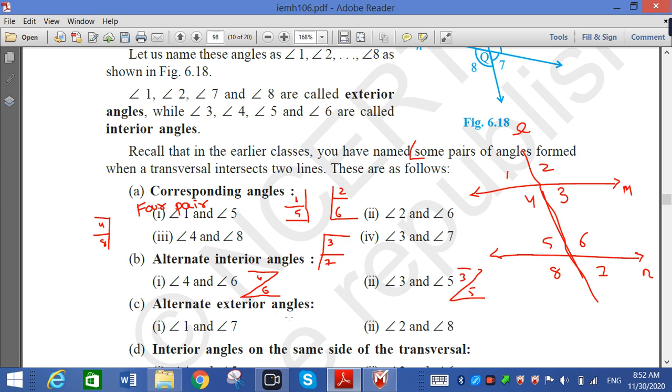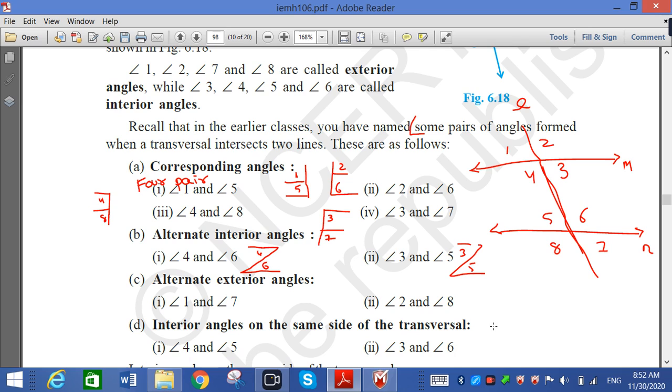Now alternate exterior angle means outside. That is 1 and 7. If you will see, if we make Z, here 1 and 7. But outside, so 1 and 7 and 2 and 8. So here 2 and 8, not inside, it is outside.